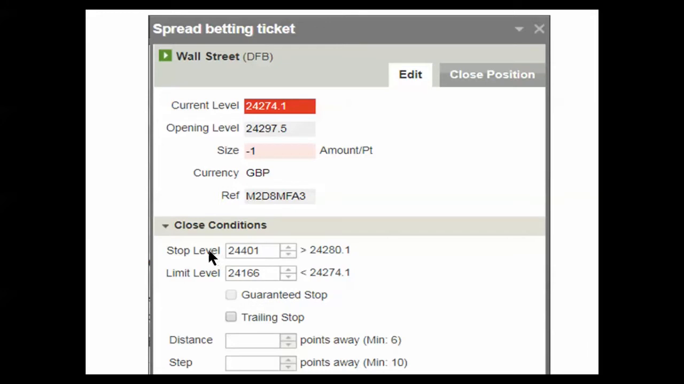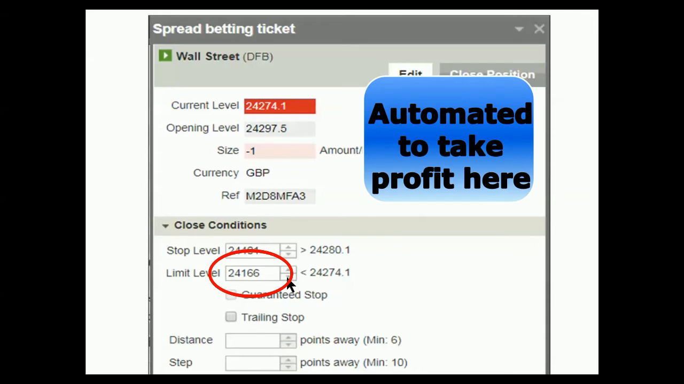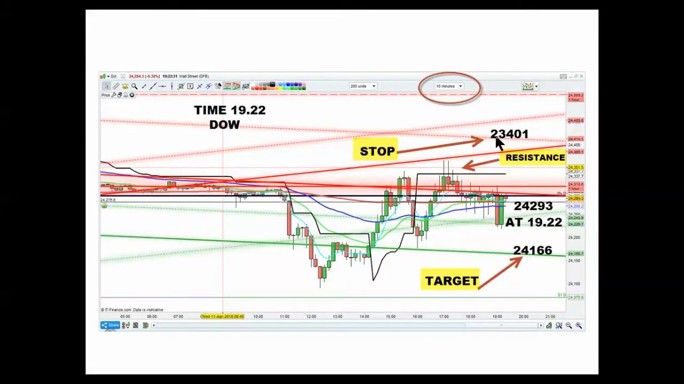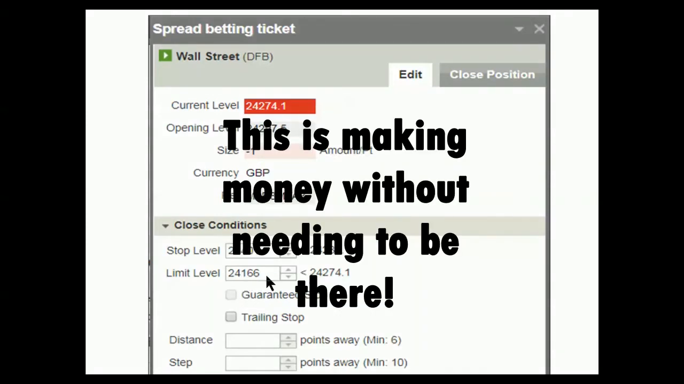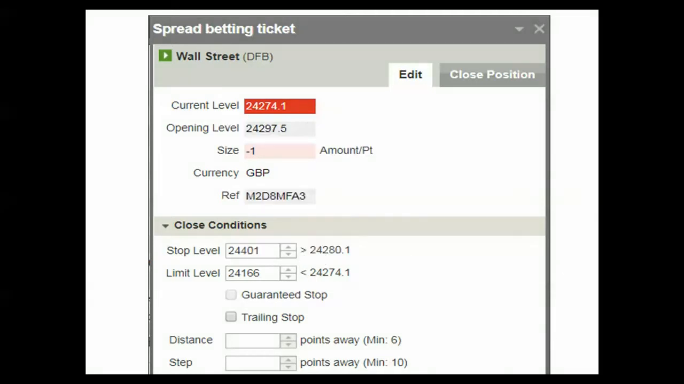stop level. So the stop level that I put in was 24,401 and the limit level 24,166. Okay, so going back to that, stop 24,401, target level 24,166. So I've managed the trade at that time, because I wanted to know that if the price hit 24,166, I was going to bank the money, but I wasn't going to be in any trouble if some news suddenly came out that caught me off guard. So I'll just manage the trade, protect the downside, and let the upside do what it does best.